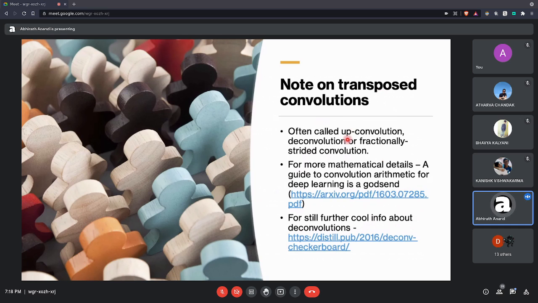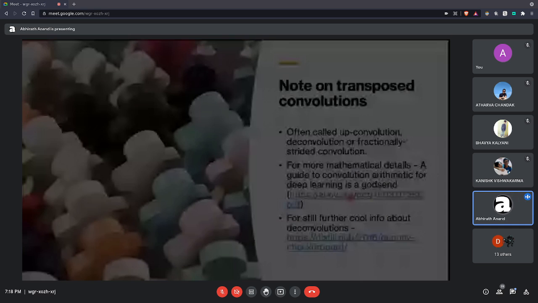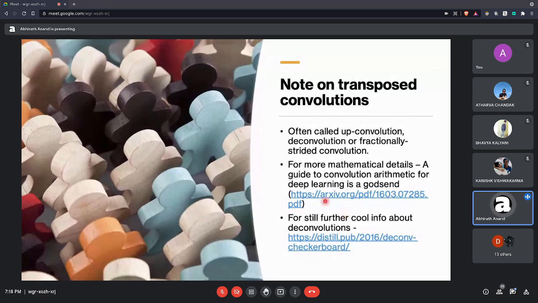This is just a note. These are often called up convolutions, deconvolutions, fractionally strided convolutions. For mathematical details, this PDF is basically the best PDF I have come across in my life for convolution arithmetic. It has all the formulae. It has some really cool GIFs in the GitHub repo if someone wants to check that out. And it has a really nice way of explaining everything. And for still further cool information about deconvolutions, there's a Distill article about deconvolutions and checkerboard artifacts, which if someone is interested, you can just read. I attached that for good measure.